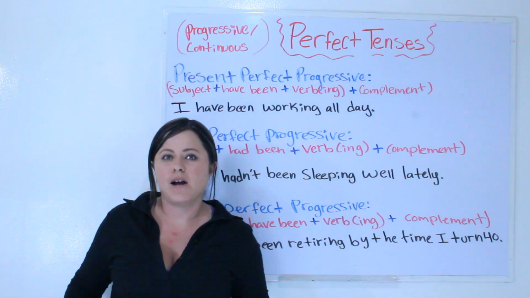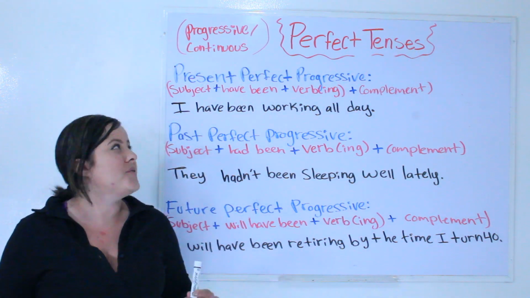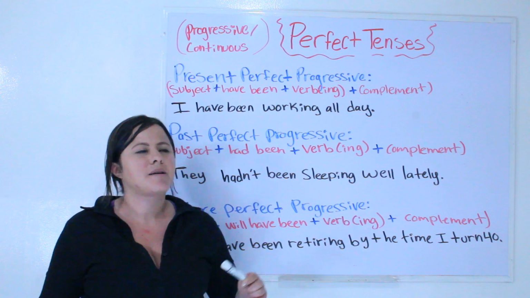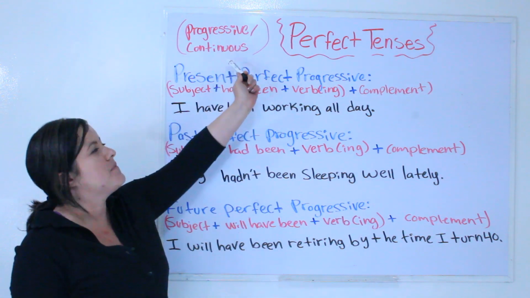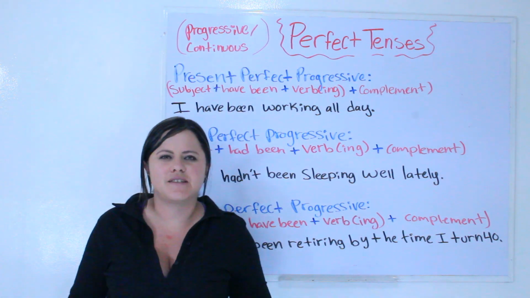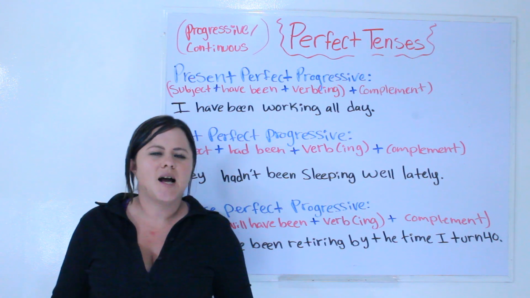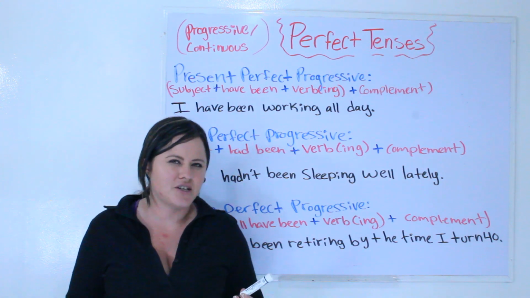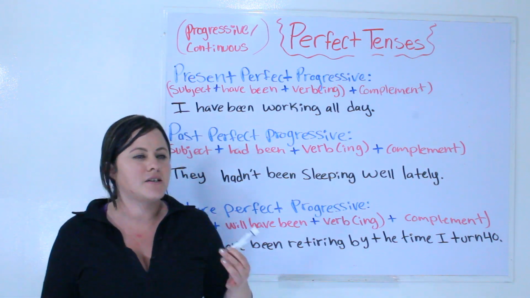In today's video, I will be talking to you about how to use the perfect tenses, but now specifically the progressive or continuous perfect tenses. What does this mean? I'm going to talk about unfinished actions and how you can express them in English.